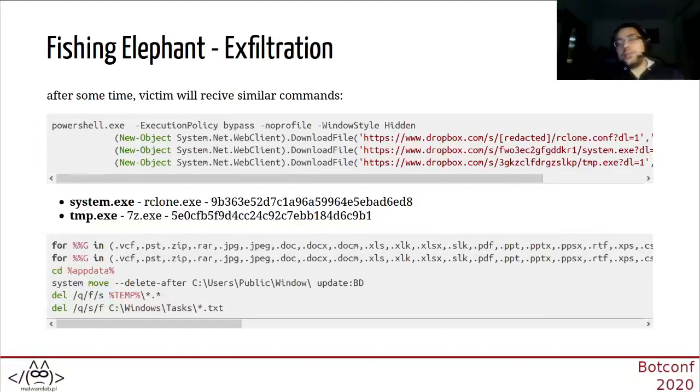So after this script, the victim will get a second script, and the script will basically iterate over interesting files, pack them, and upload them to Google Drive using this rclone utility.